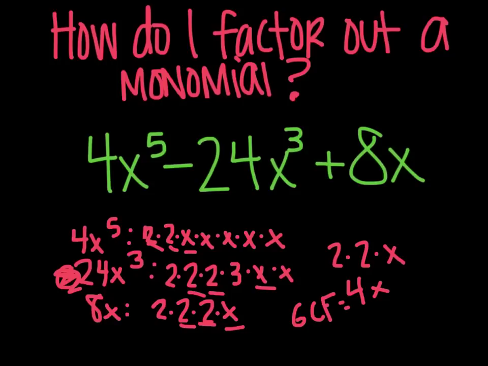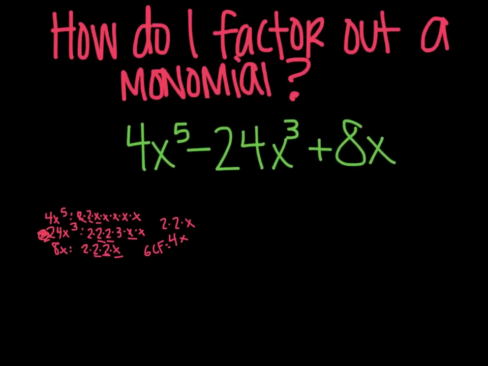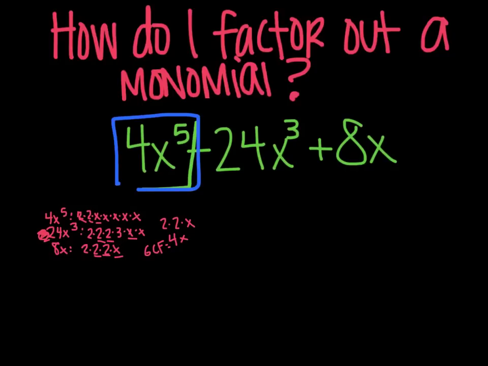And that's not new information. You've learned how to do that. So now that you know what the GCF is, you can factor that out from each term. So I have 4x to the 5th power. So I'm going to use this color. And if I take away 4 and an x, I'm just left with x to the 4th power. Because I'm taking away the 4x. That goes on the outside of your parentheses.